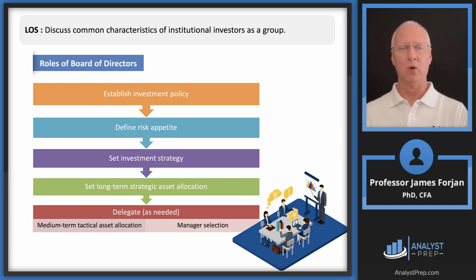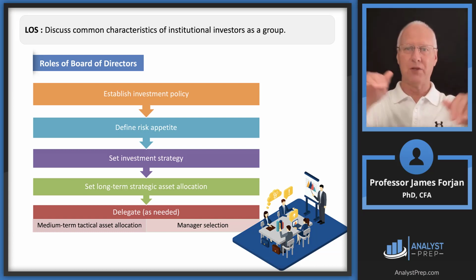All right, so here we go. Roles of the board. These are probably general questions that might show up on the exam. Establish the policy statement. So that makes perfect sense. And then remember that the risk objective and the return objective of an institution is going to be determined by, in general, two kinds of people: the beneficiaries, of course, but then the attitude of the board members. So define the risk appetite, set investment strategy, which probably includes some kind of a strategic asset allocation.